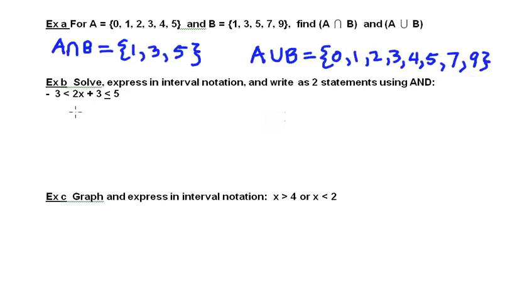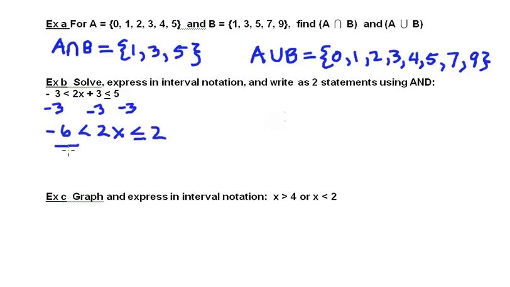Taking a look at example B, it asks us to solve this inequality and to express it in interval notation, but then also to write it as two statements using AND. So when we solve this inequality, we want to isolate the x, so we will subtract off the 3 from all 3 segments. On the left we have -3 minus 3 gives us a -6. In the middle, our +3 and -3 cancel, so we just have 2x. And on the right hand side, we've got less than or equal to, and 5 minus 3 is going to give us a +2.